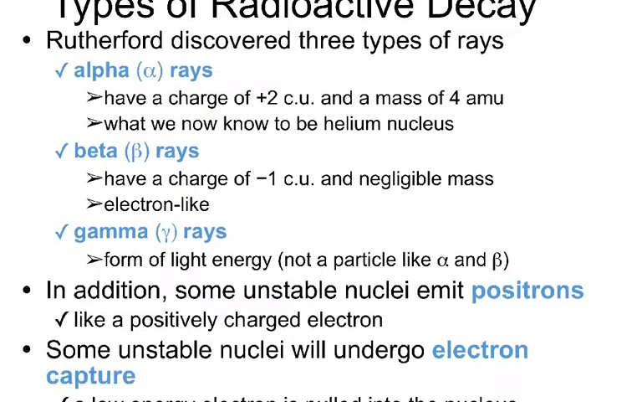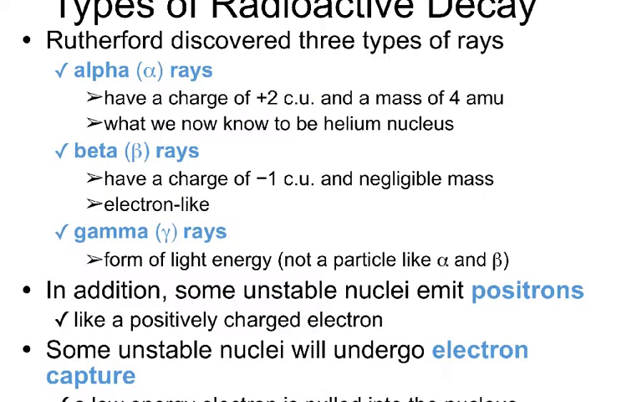More research was done, and Rutherford, who studied the atom in great detail, discovered that there are 3 types of rays. Alpha rays have a charge of +2 and a mass of 4. We now know that that is a helium nucleus. There are beta rays, which have a charge of -1 and a negligible mass. They are electron-like, but again, they're coming from the nucleus. And gamma rays, which are a form of light energy. They're not a particle like alpha or beta.